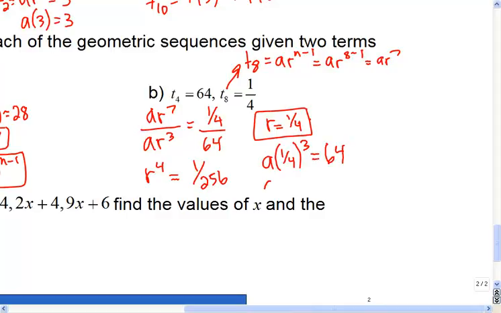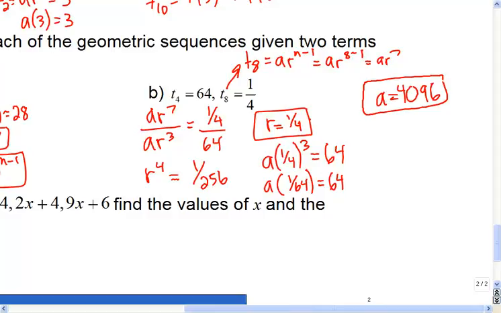So A times 1/64 equals 64. So what's that? 4096? Is that right? Wow, I'm impressed myself there. Okay, so the term formula will be 4096, 1/4, and minus 1.